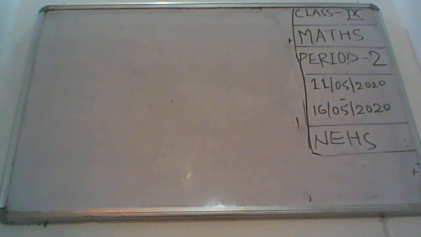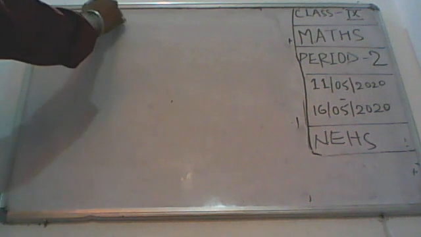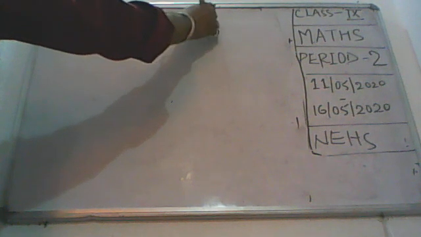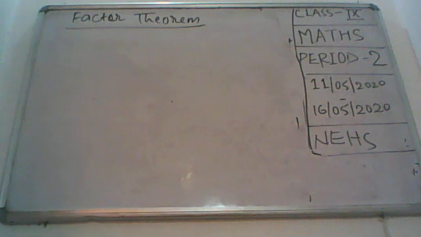Okay. So now we had discussed remainder theorem. Today we'll discuss factor theorem. A factor means a polynomial, an algebraic expression, which will divide that polynomial completely. Then that polynomial is a factor of the bigger polynomial. First of all, we write the statement here.